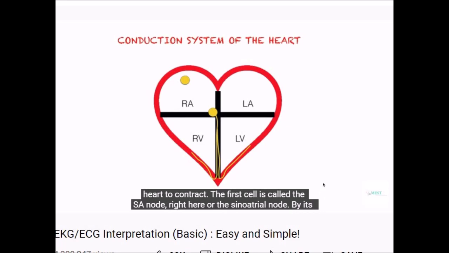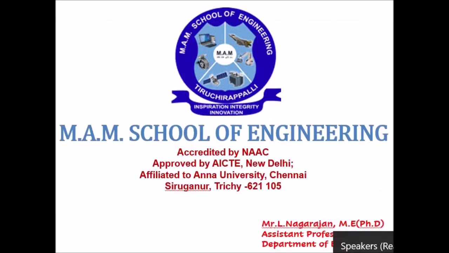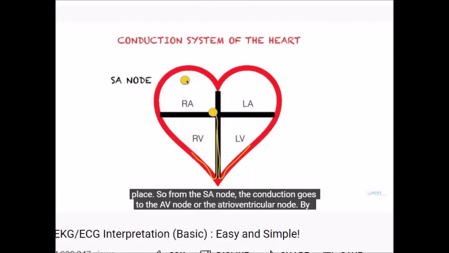The first cell is called the SA node, or the sinoatrial node. By its name, sinoatrial, this cell is found within the right atrium of the heart. This is also known as the natural pacemaker of the heart because this is where the beginning of the conduction takes place. From the SA node, the conduction goes to the AV node, or the atrioventricular node.